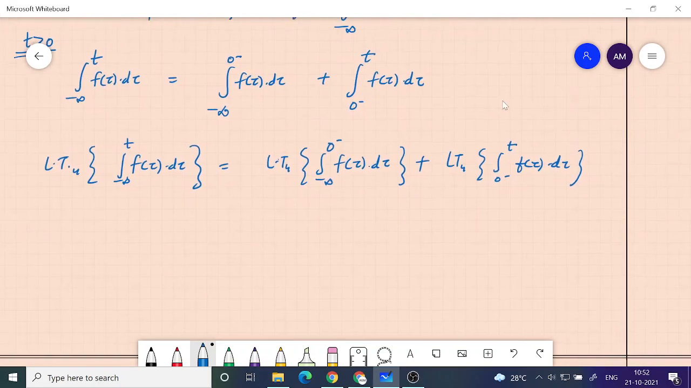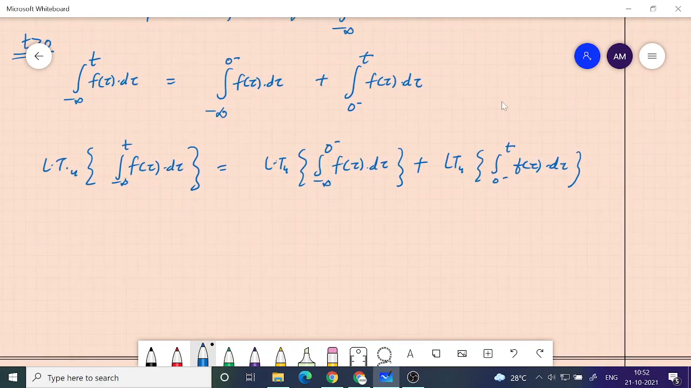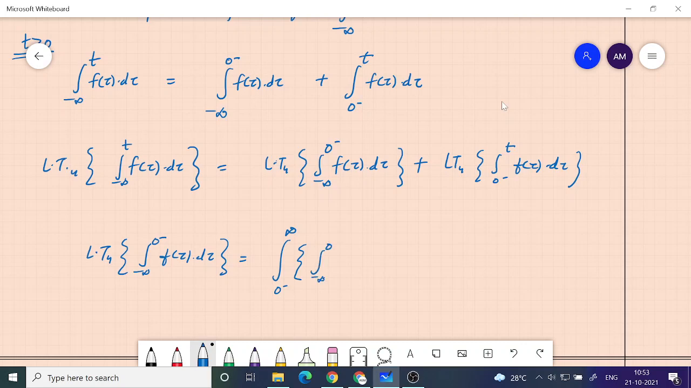Now if you look at the first term, what is the Laplace transform of this term? When you integrate from minus infinity to 0 minus f of tau d tau and find its Laplace transform, you have to apply the formula: 0 minus to infinity, and then you put the function, which is the integral from minus infinity to 0 minus f of tau d tau, into e raised to minus st dt. So this is our formula.